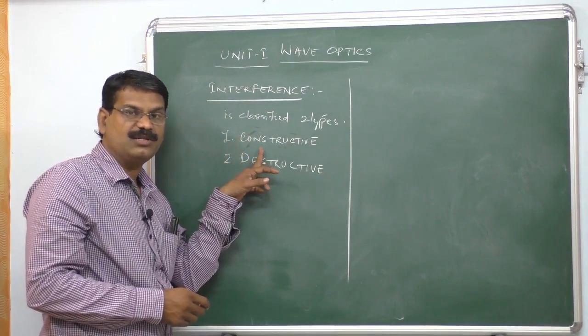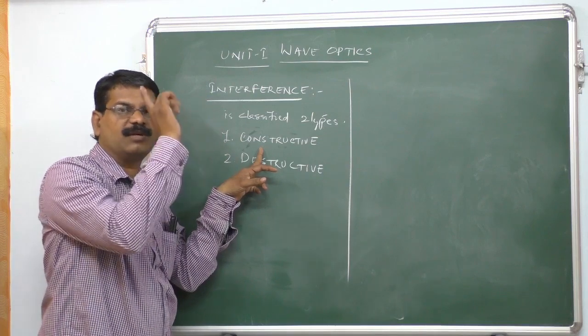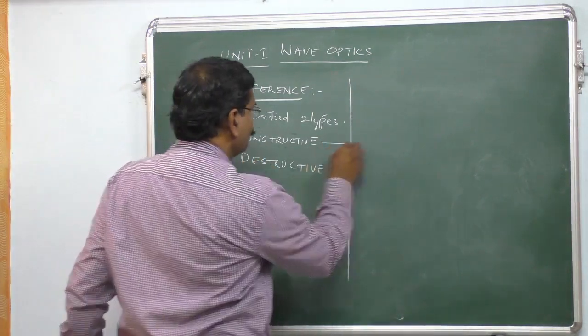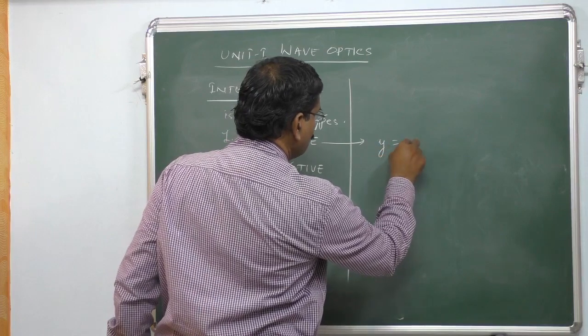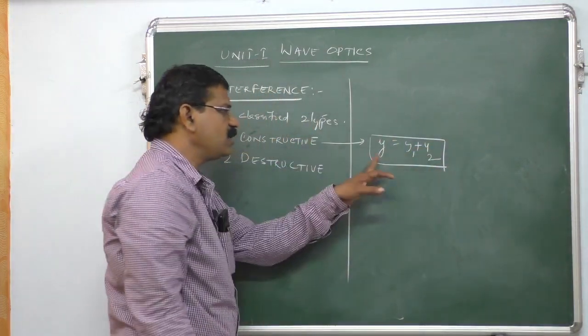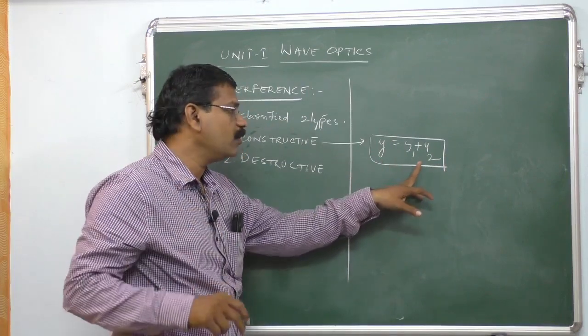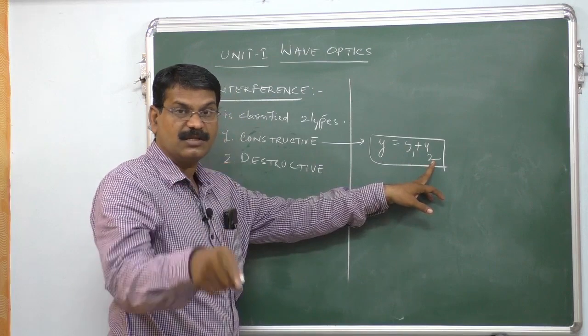Constant interference means the resultant amplitude is equal to the sum of the amplitudes of the other two waves. How could we write this? This is nothing but y equals y1 plus y2. Here y is the resultant displacement, y1 is the displacement of the first participating wave, and y2 is the displacement of the second participating wave.